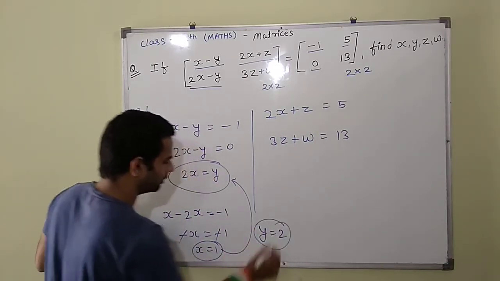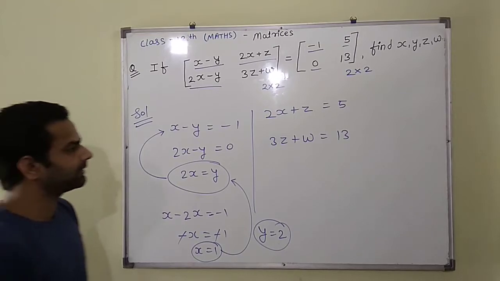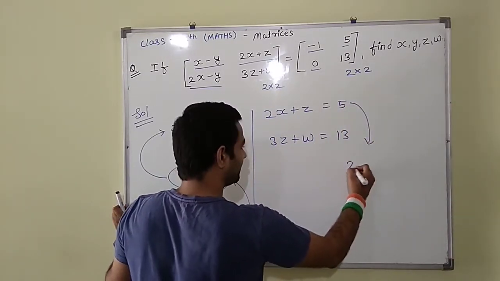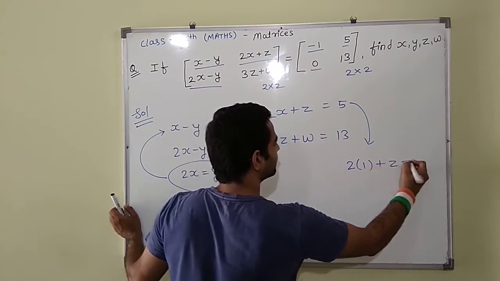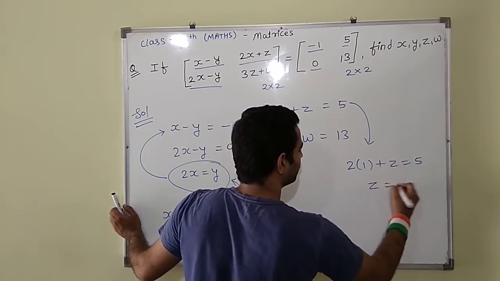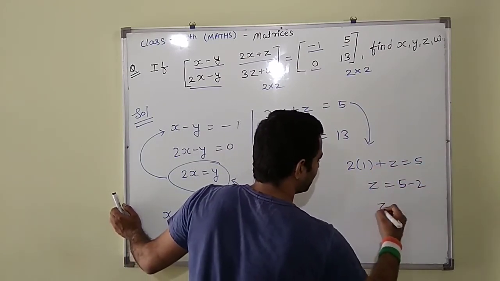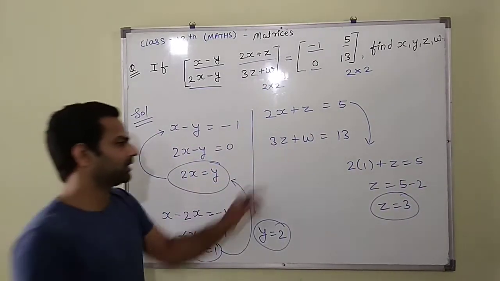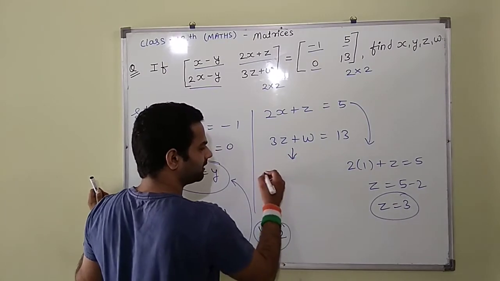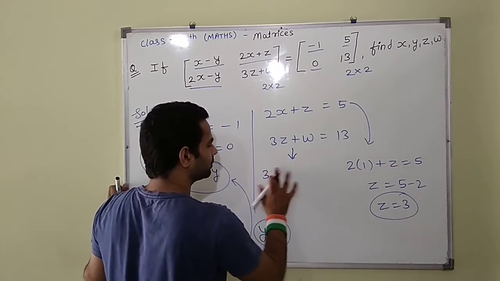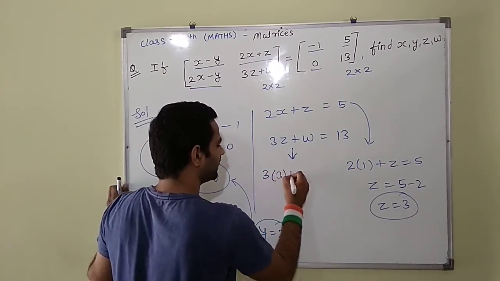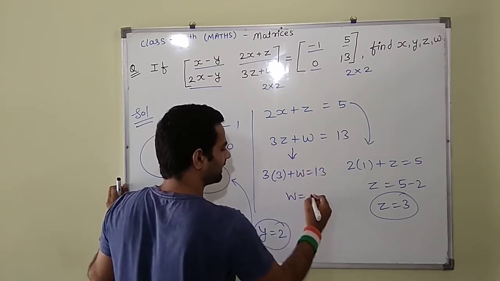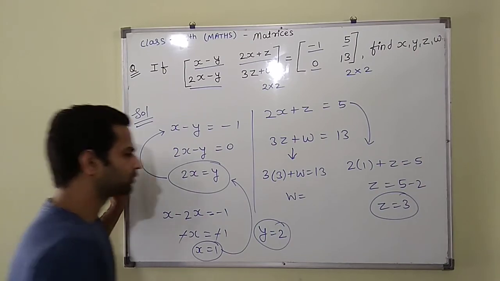2 into 1 is 2. So the value of x is 1, the value of y is 2. Now put this value of x in this equation. So we will get 2 into 1 plus z is equal to 5. So z is equal to 5 minus 2. So the value of z is 3. Okay. The last value is w; put the value of z in this equation. So we will get 3 into 3 plus w is equal to 13. So w is equal to 13 minus 9. 13 minus 9 is 4. So the answer is 4.